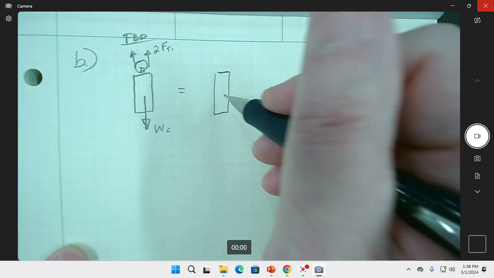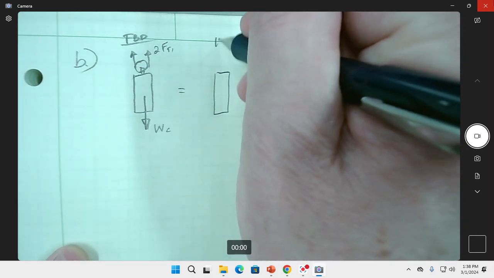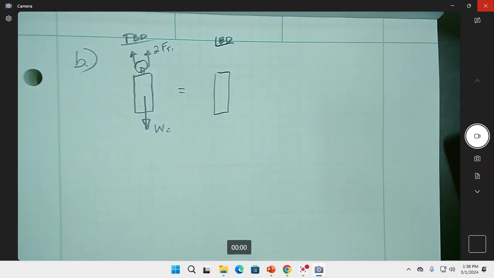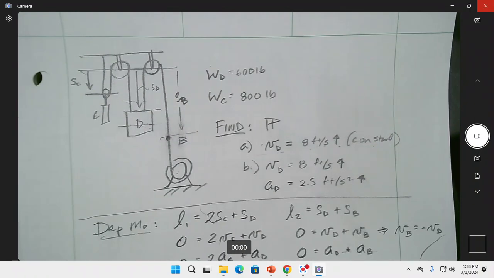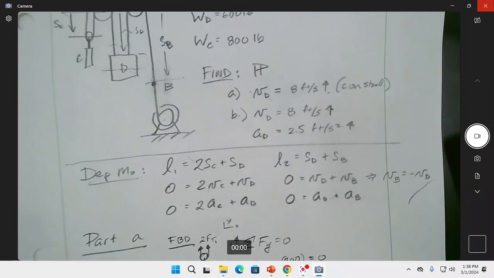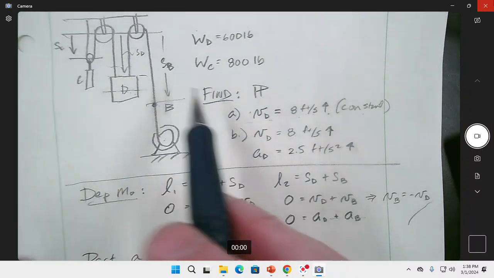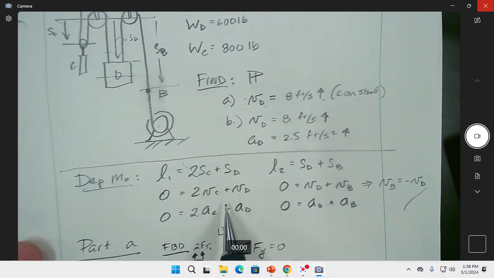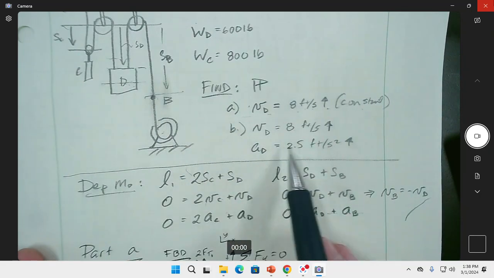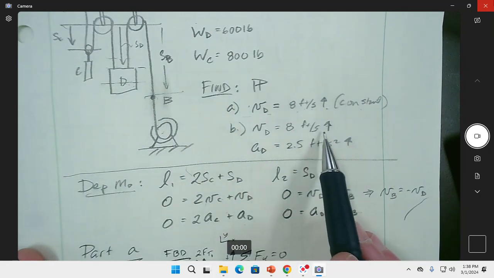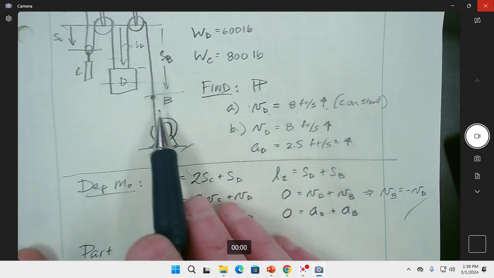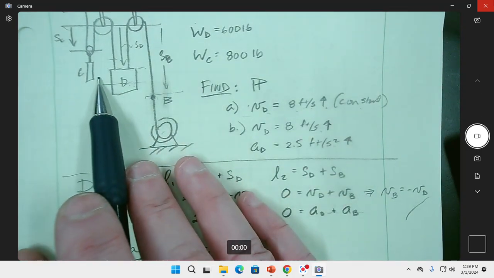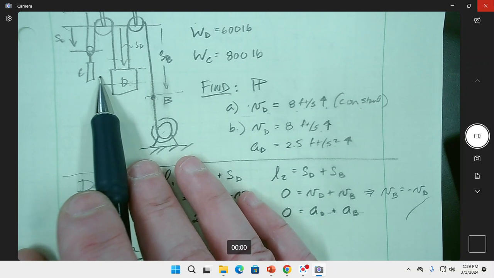So we're going to have a question here. Which direction on the IBD does C go? We could do this fairly easily with this right over here, right? So D is going upwards and accelerating upwards. So C must be going downwards. Okay?